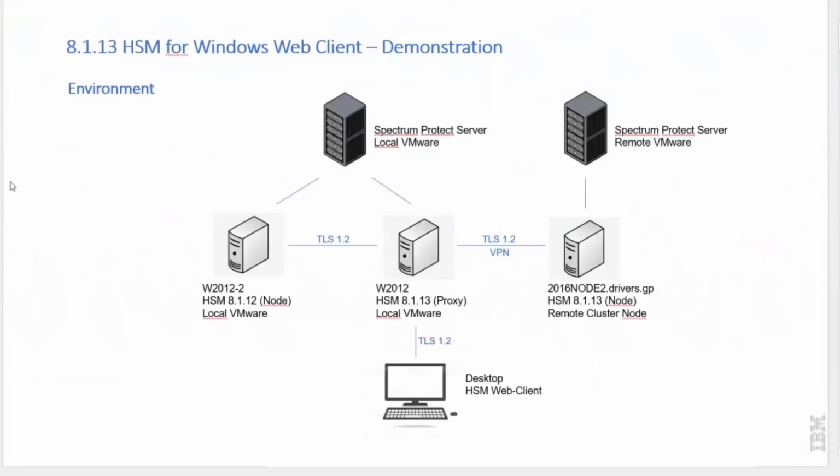The environment of the live demo is here. It consists of 3 HSM installations. 2 of them are on local VMwares on the machine. Additionally, we added a remote cluster node running there. It's connected via a VPN channel. On the local HSM installations, the W2012, it's connected to the web client. It acts as a proxy node to the other HSM installations here and here. All connections are secured with TLS 1.2. Now I will show you the live demo.